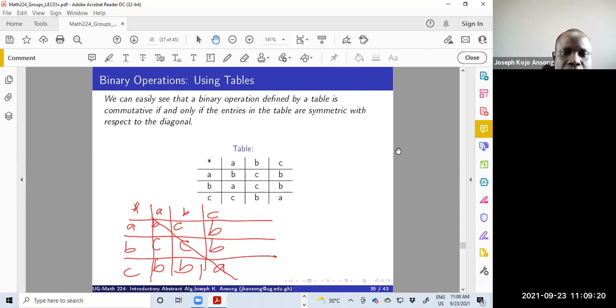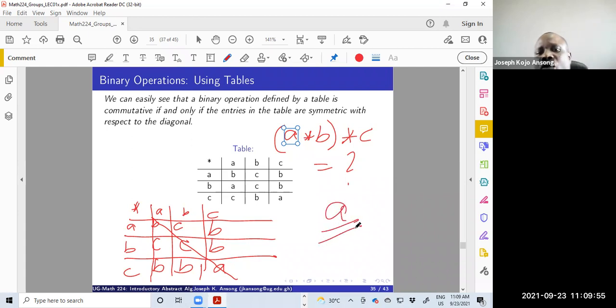So basically this is just to introduce you to how you use tables to do binary operations. Given a table, you can be asked to do different things. For instance, I can ask you to find A star B star C. What do you get? Of course, you do AB first. AB gives you C, and you have to take that C and operate on C. C and C gives us what? A. So you should get A as your answer.